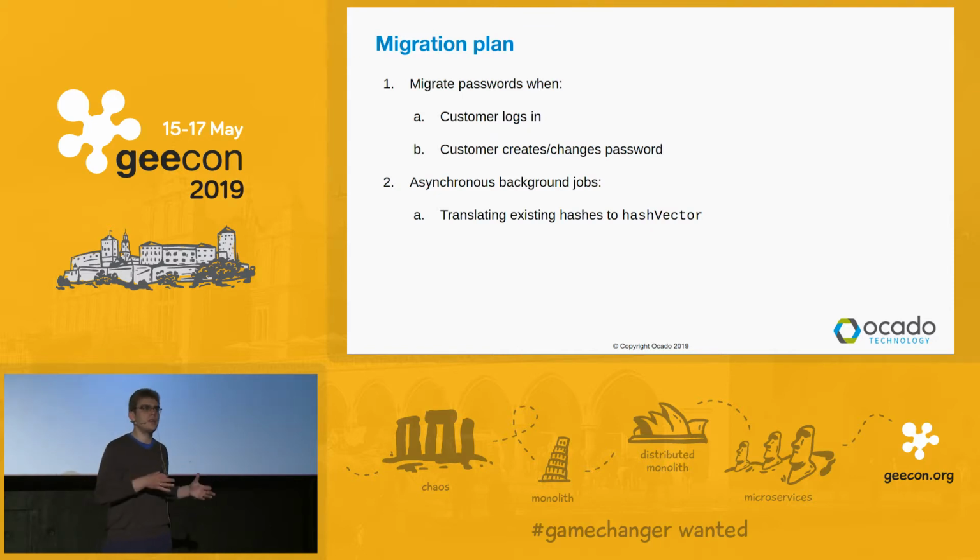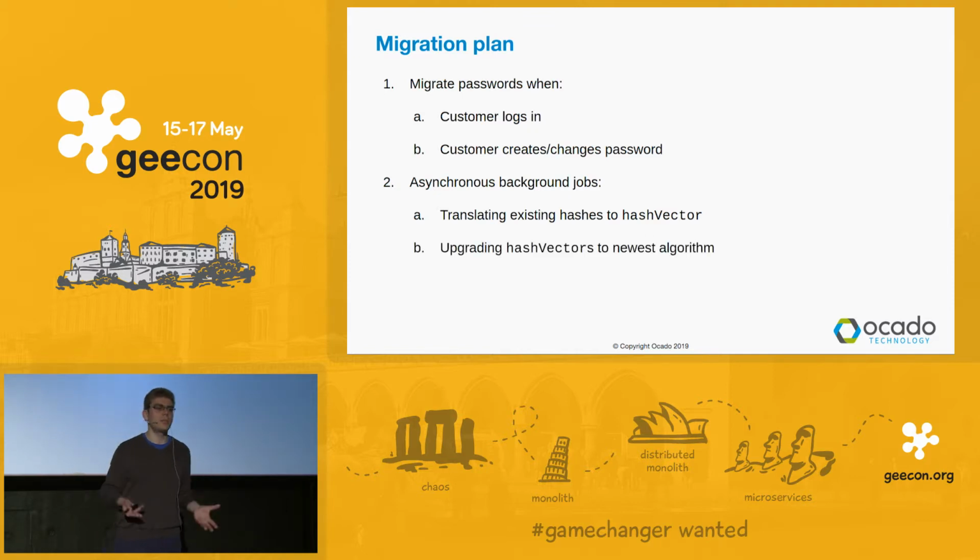So you need to translate the existing hash to a form that password hasher understands. So this is the first step. Not changing the way they are calculated, only changing the language, let's say, to hashVector for password hasher to act. And the next thing is actually upgrading hashVectors.